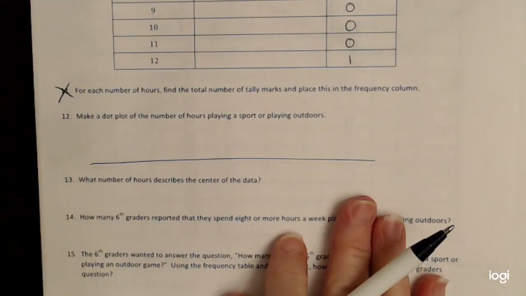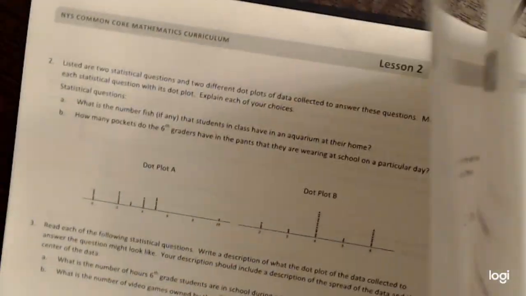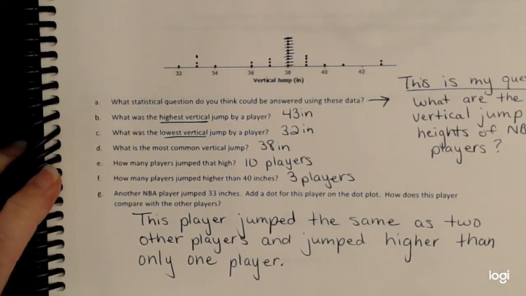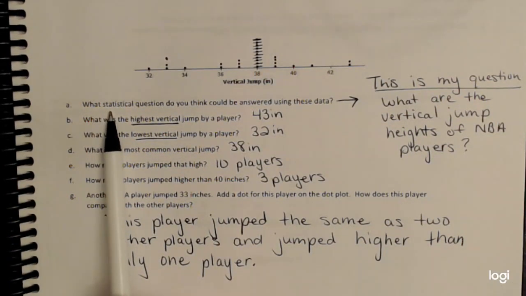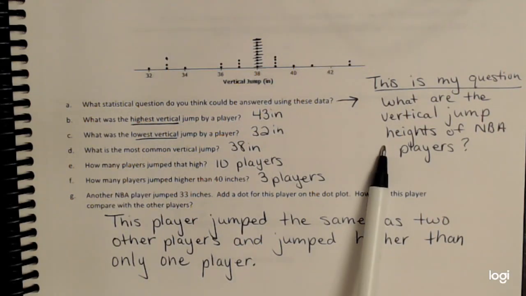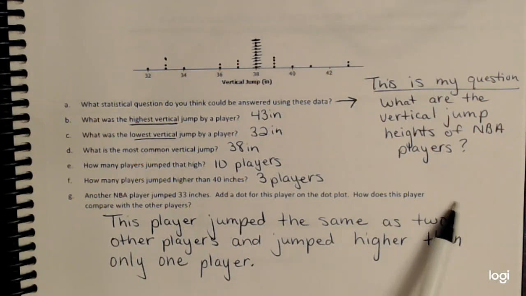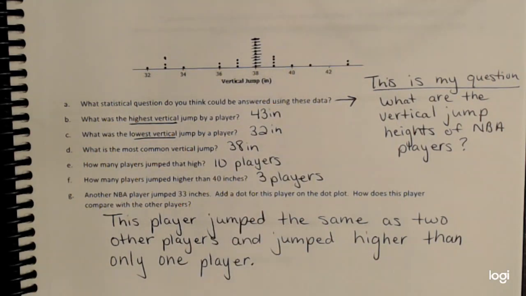But before you start on your homework, I waited till the end. Why don't you go ahead and flip over to the homework from last night, and I'm going to put my answers up here on the screen for you to look at to see how you did. Remember, number 1 was you had to write your own statistical question. This is an example. Maybe yours is not the same as mine. Obviously, I just said, what are the vertical jump heights of NBA players? I have to get a lot of information, so that's statistical. These answers have to be exact answers from the information up here.